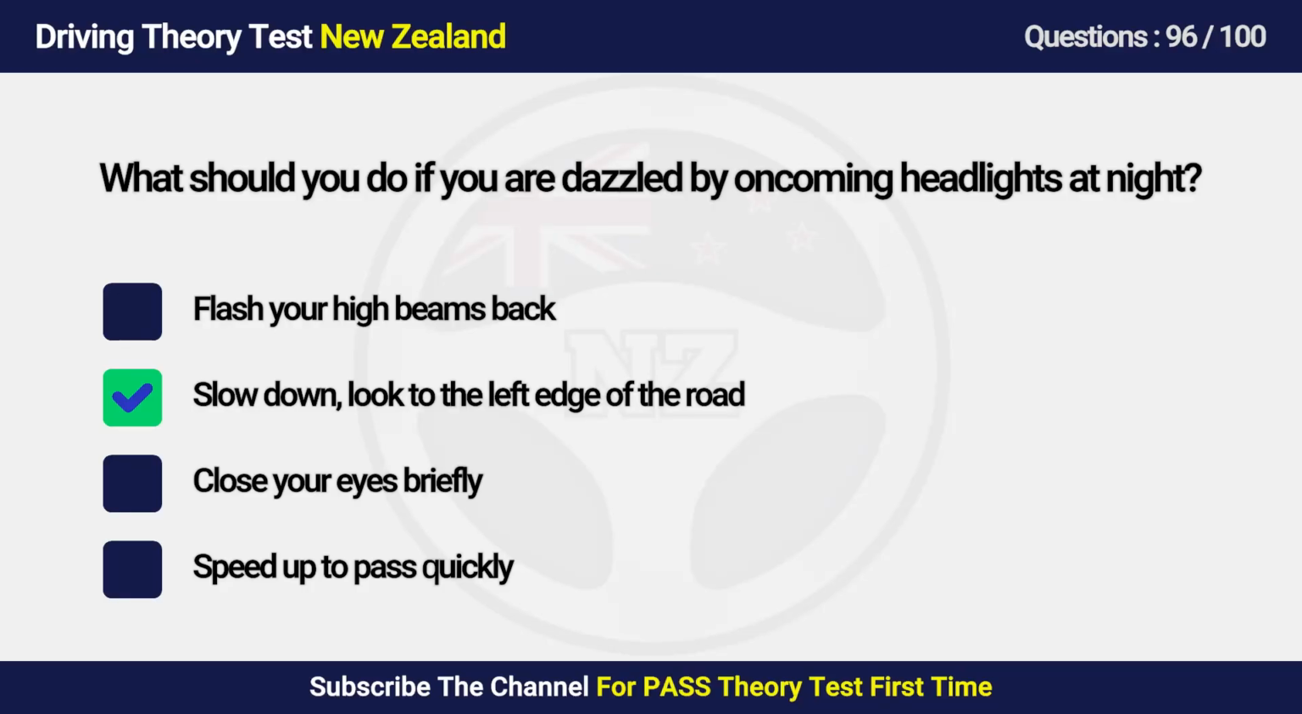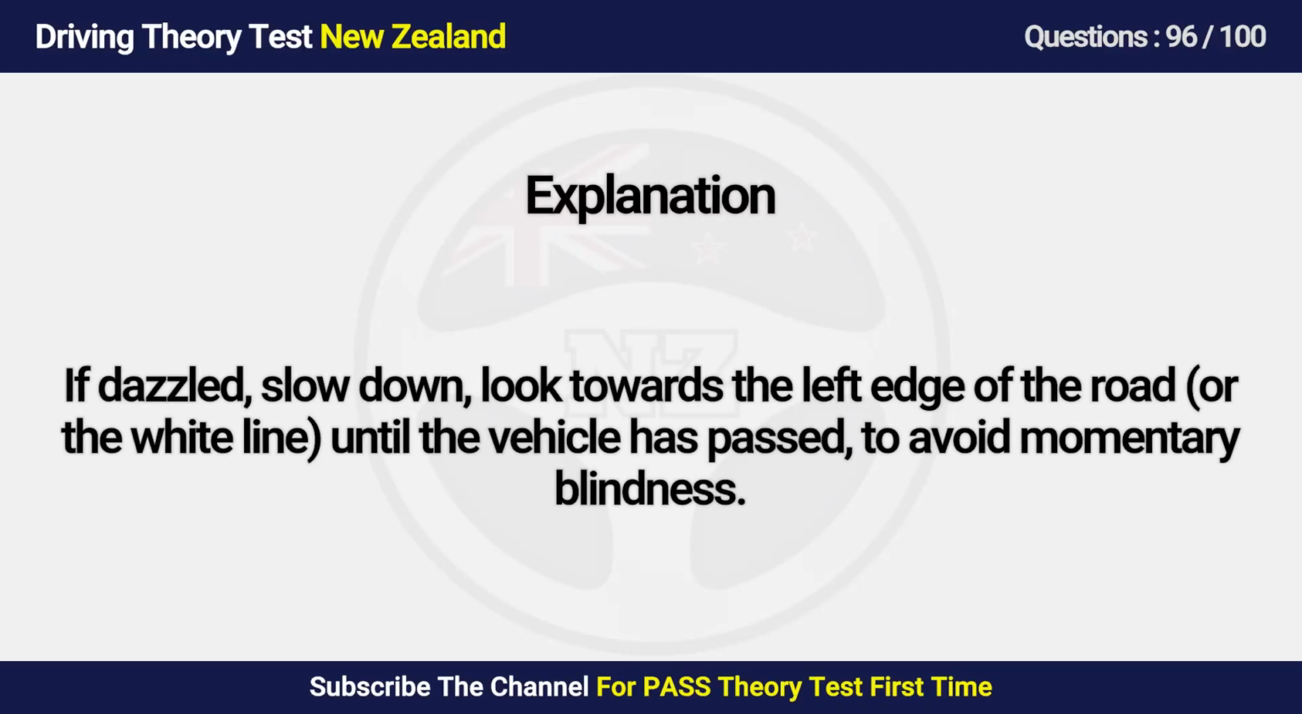Answer is B. Slow down, look to the left edge of the road. If dazzled, slow down, look towards the left edge of the road or the white line until the vehicle has passed, to avoid momentary blindness.